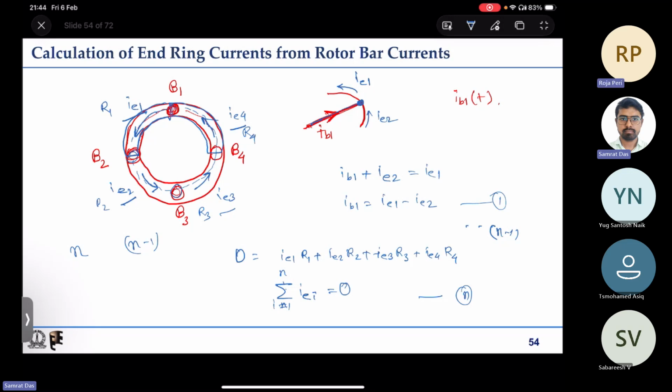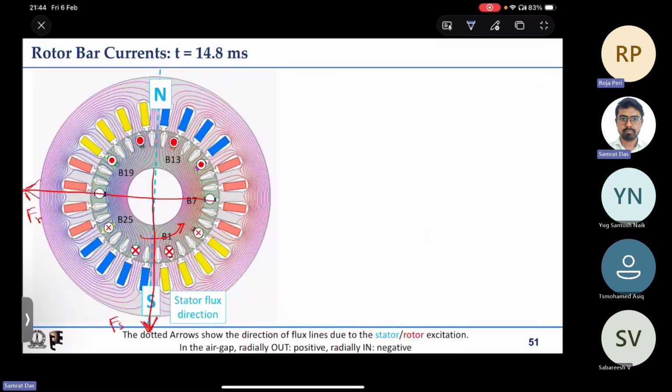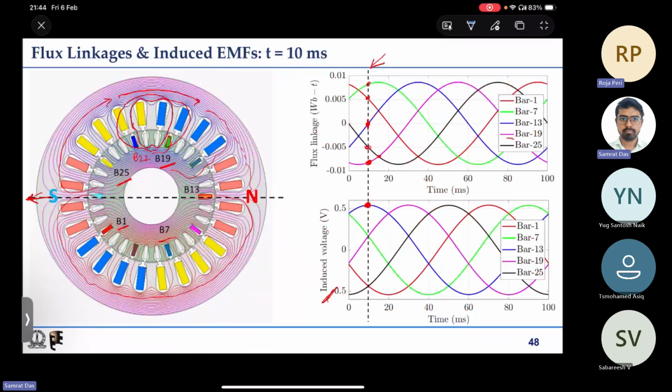Samrat, I have a question on slide 48 before you started this one. Maybe you can stop here. Here, the flux line direction you have shown is going in maybe a clockwise direction for the top bars. So is the polarity that is marked as north and south correct? Because the flux line coming out is usually north, right?